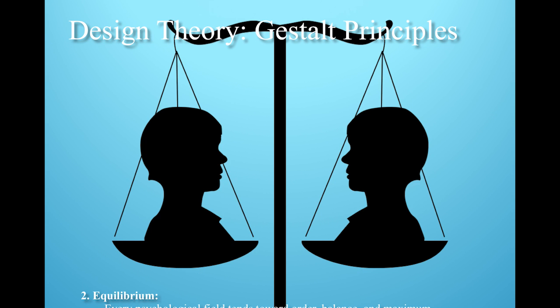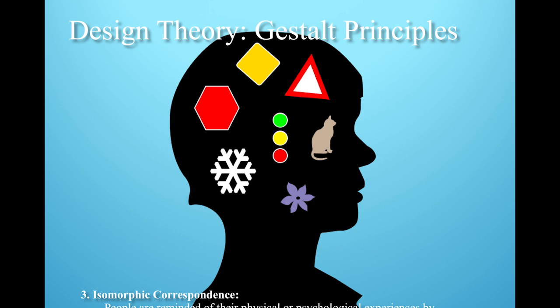This is the equilibrium of a space. Every psychological field tends towards balance, order, and maximum efficiency. So if something looks unbalanced, your mind attempts to balance it somehow. Isometric correspondence. People are reminded of their physical or psychological experiences by images that trigger the memory, like snowflakes, kitty cats, caution signs, stoplights, a flower.